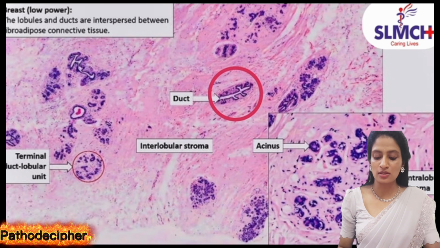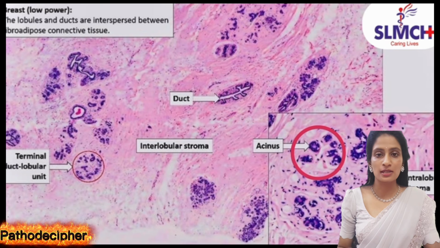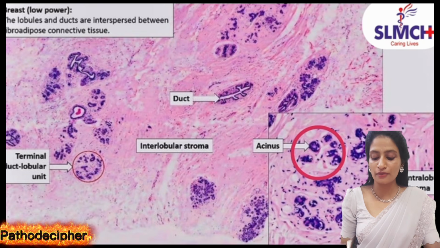So in the next image, the circle highlights the duct. Okay, so this is the duct in the breast. How does it look? And the third circle indicates the acini. Acini is compared with a cluster of grapes. So here you can see there is a lot of acini in the breast.